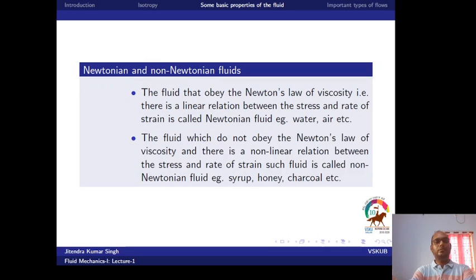Now Newtonian and non-Newtonian fluids. The fluid which obeys Newton's law of viscosity is called a Newtonian fluid, or in other words, if there is a linear relation between stress and rate of strain, then the fluid is said to be Newtonian. Water and air are examples of such fluids. The fluids which do not obey Newton's law of viscosity are called non-Newtonian fluids, or fluids for which there is a non-linear relation between stress and rate of strain. Examples of such fluids are syrup, honey, charcoal, etc.